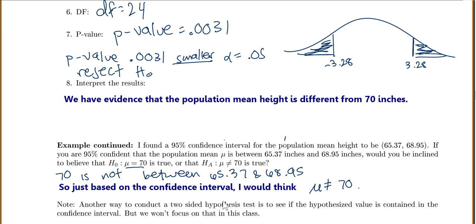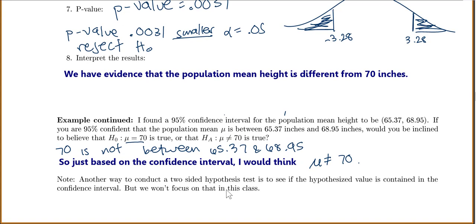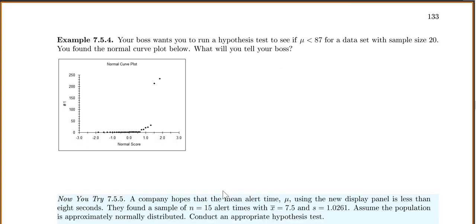So another way you could conduct a hypothesis test is just to see if your null hypothesis of 70 is inside your confidence interval. Because if 70 is not inside your confidence interval, then you would think that 70 is not going to be a plausible value for mu, and you would think that mu is then not equal to 70. So that's another way you can do a hypothesis test. We won't really focus on it in this class, but it is interesting to note.